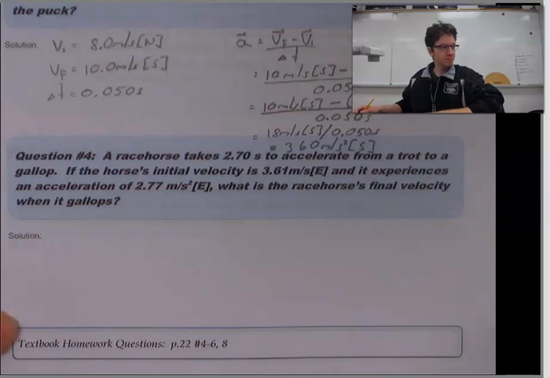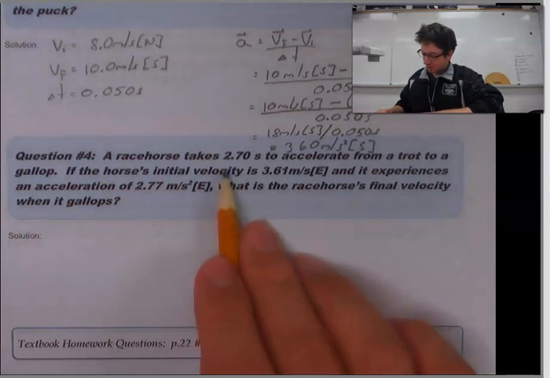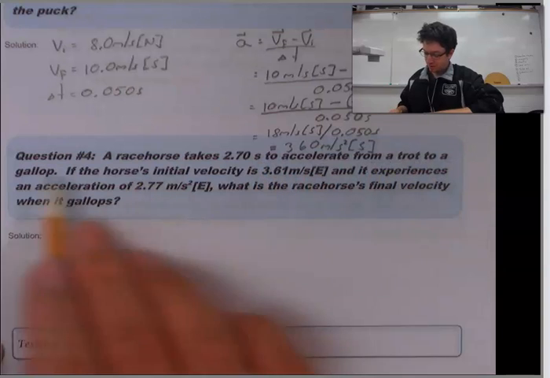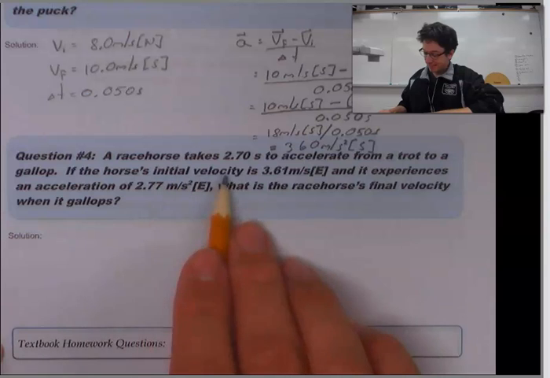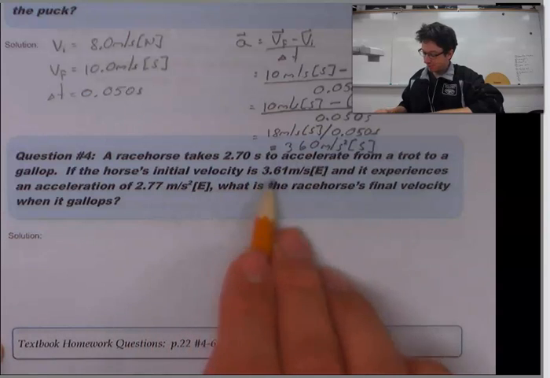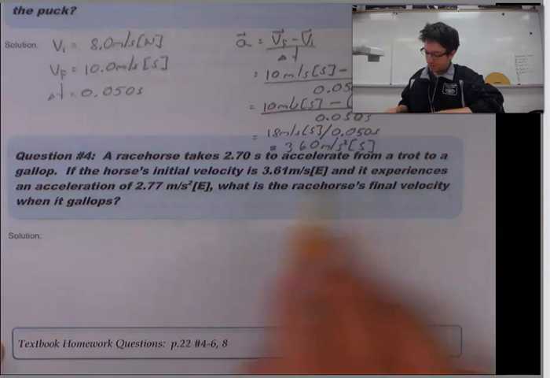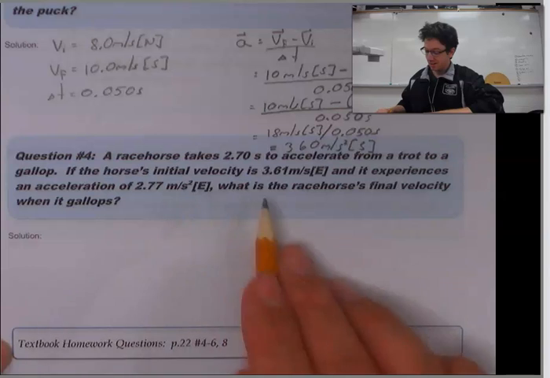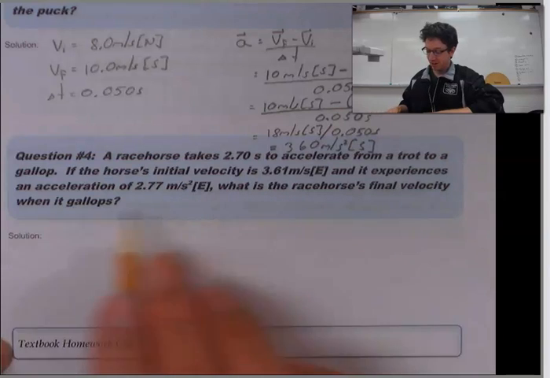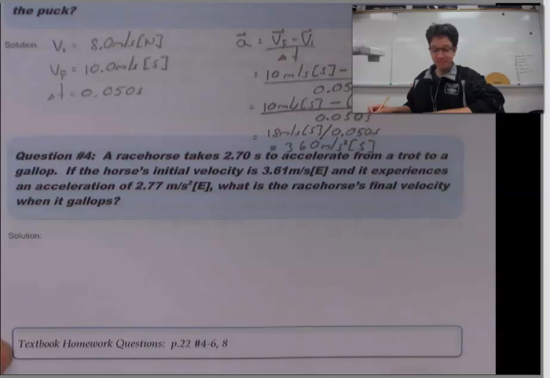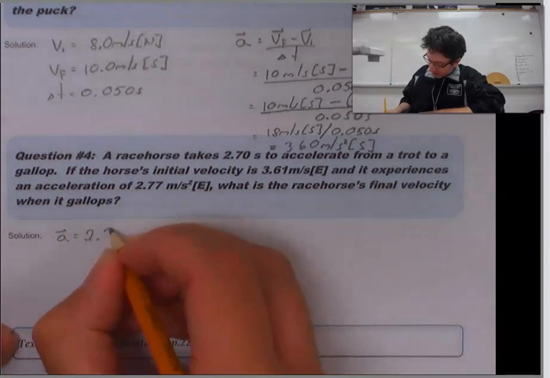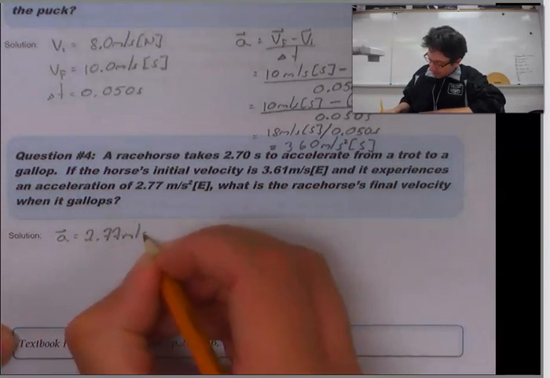I'll just pause. All right, so our last question says, a racehorse takes 2.7 seconds to accelerate from a trot to a gallop. If the horse's initial velocity is 3.61 meters per second east, and it experiences an acceleration of 2.77 meters per second squared east, what is the racehorse's final velocity when it gallops? Okay, so this question is a little different because it's not asking for acceleration. It actually gives us acceleration. So its acceleration is 2.77 meters per second squared east.